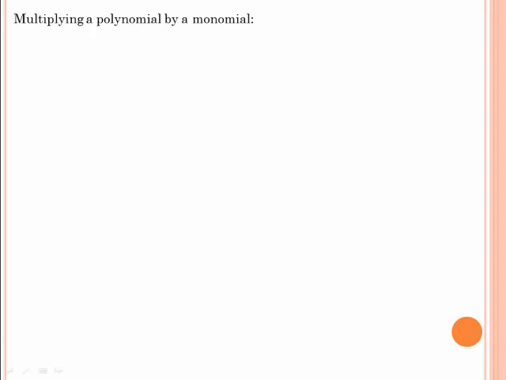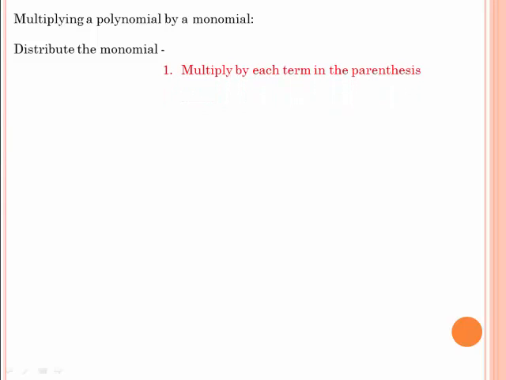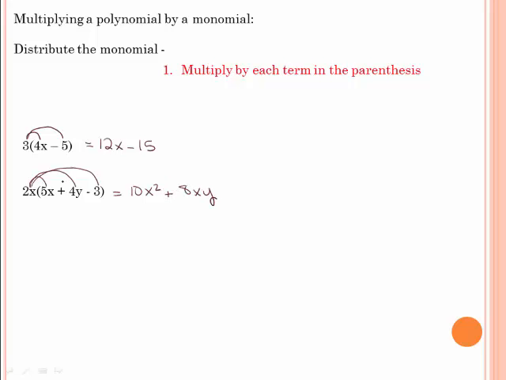So multiplying a polynomial by a monomial is just a straight distribution. We distribute the monomial. So we multiply each term in the parentheses, here and here. So 3 times 4x gives us 12x, and 3 times negative 5 gives us negative 15. If we have a variable, that's fine. We multiply that in as well. So I have 2x times 5x, which gives me 10x squared, 2x times 4y, which gives me 8xy, and 2x times negative 3 gives me negative 6x.